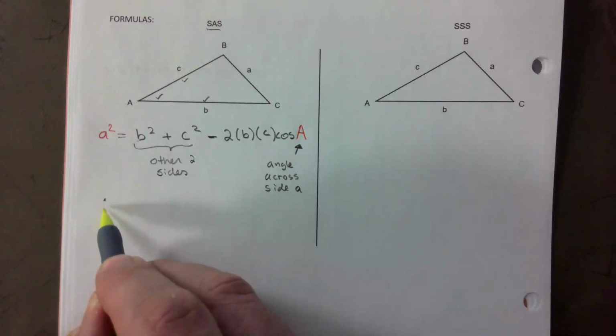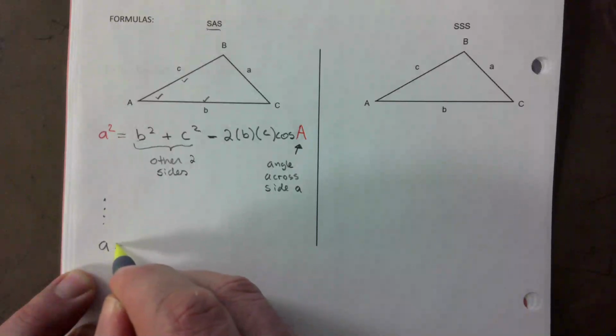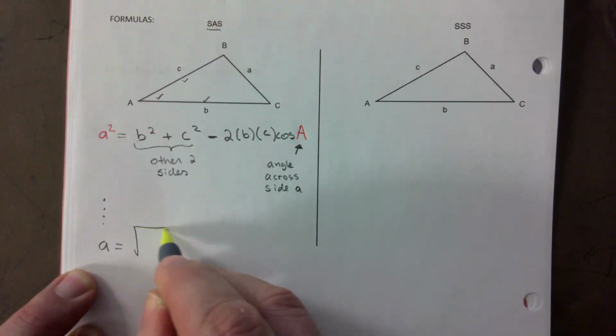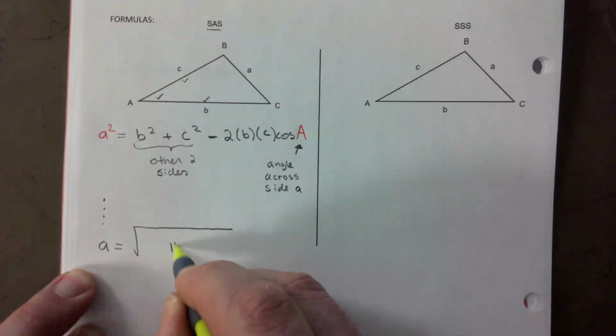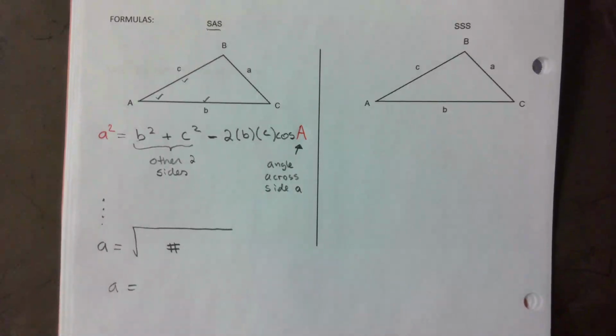I will tell you that you're going to do a bunch of work, and then at the end, to get a, you will take the square root of a number, and then you have a. I'm just going to leave it like that. Obviously, this can be much more compressed in your work. Okay, you're finding a side length here.